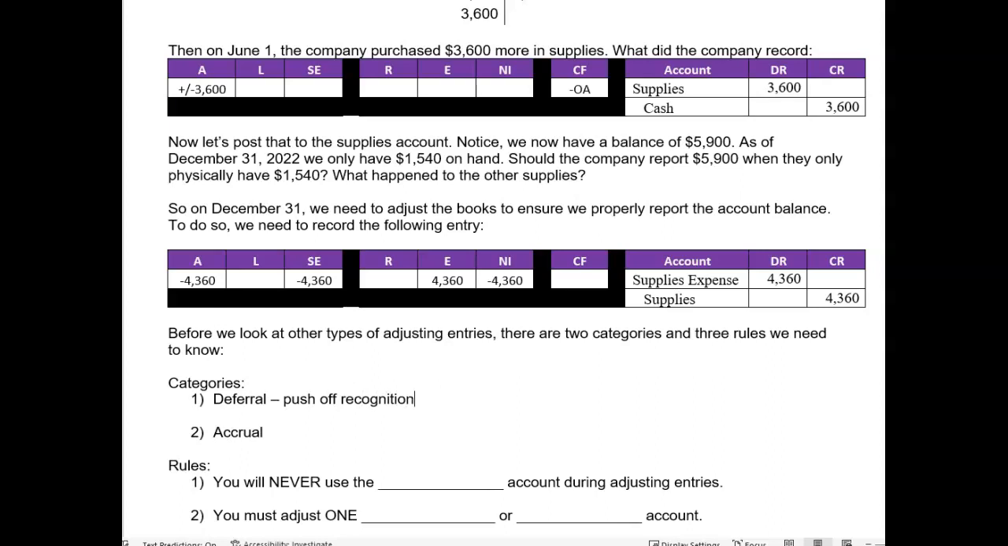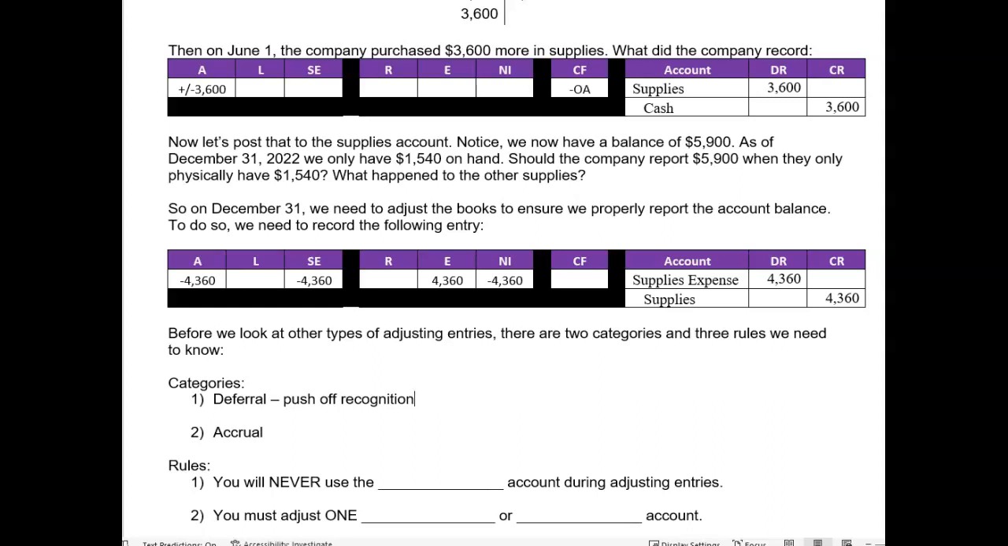Recognition. What does that mean? Well, notice when we bought those supplies, we deferred the recognition of the expense until we actually use the supplies. So we push that off into the future. Deferred revenues are the same way. We push the recognition of the revenue into the future. So when we adjust it, we're adjusting a deferral to catch up to what the future has given us at that point.